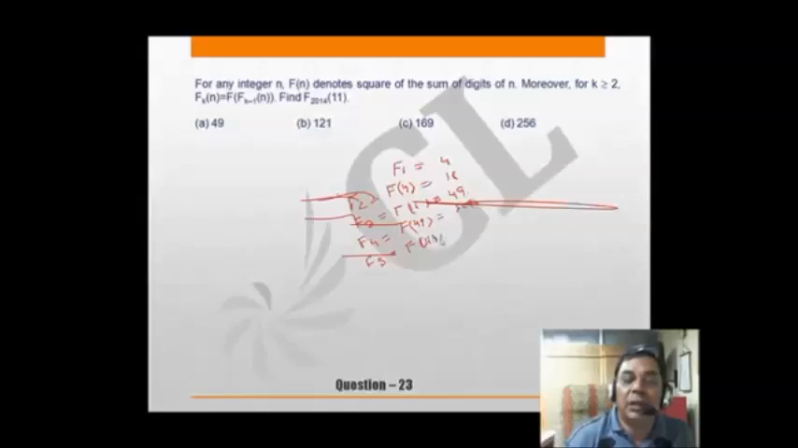f(169) will be again 49 because 9 plus 6 is 15, plus 1 is 16, that means again 7 squared is 49. So for the even number, now it will keep rotating. For the even number it will come 169, and for the odd number it will come 49, because 2014 is an even number, so therefore the answer is 169. So by being patient we could solve this question.